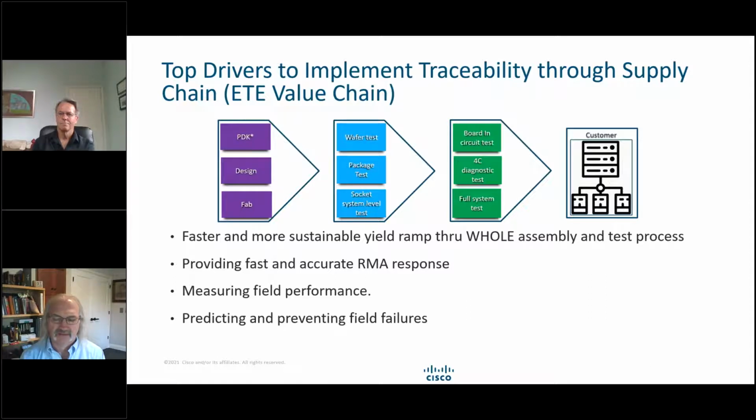Now we have things like telemetry, a lot more networking out at customers. You really want to be able to measure some sort of field performance too, not only when a product fails, but if a product potentially is going to fail at some point in the future, if there's an excursion happening, and that's around predicting and preventing field fails. Next slide, please.